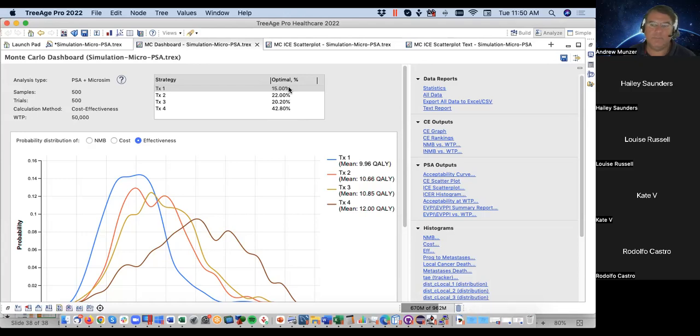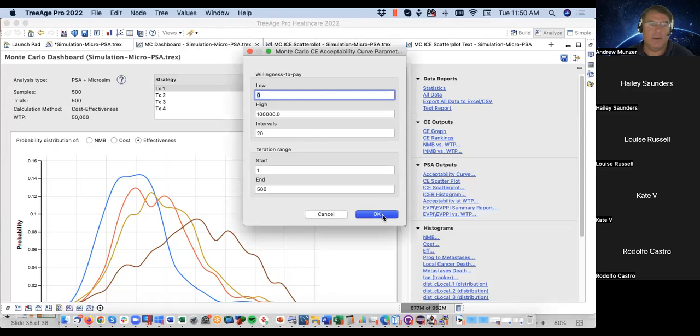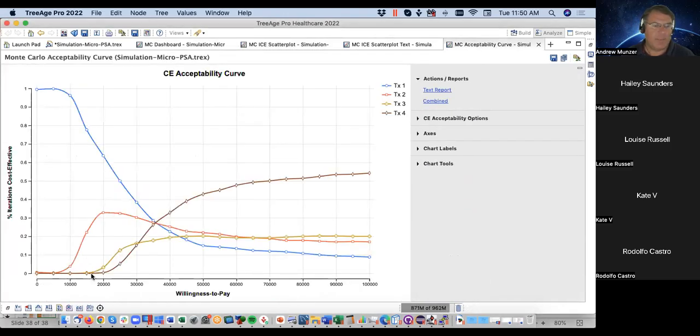And we have all kinds of different graphs. Here's our acceptability curve. You'll see that quite a bit. And you see as the willingness to pay goes up, you get more and more of your calculations favoring the more expensive strategies. Whereas when the willingness to pay was 0, treatment 1 was almost always cheaper than the other ones because you didn't care about effectiveness. Now, we know everyone cares about effectiveness, but this is just showing you that as the willingness to pay goes up, the distribution of your results favoring each strategy is going to change. And you're going to get more and more of them favoring the more costly, and in this case, more effective strategy.